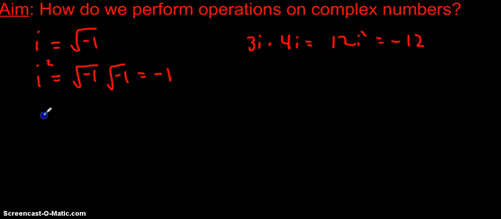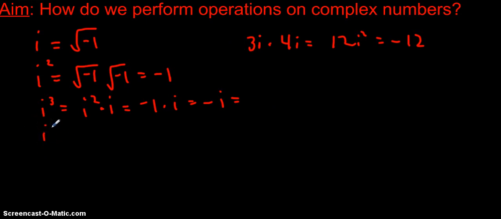Alright? i to the third power is equal to negative i. And the reason for that is that's i squared times i. And that's i, so this is negative 1 times i, which is negative i, or negative radical negative 1. Alright, we almost always refer to it as i when we can.